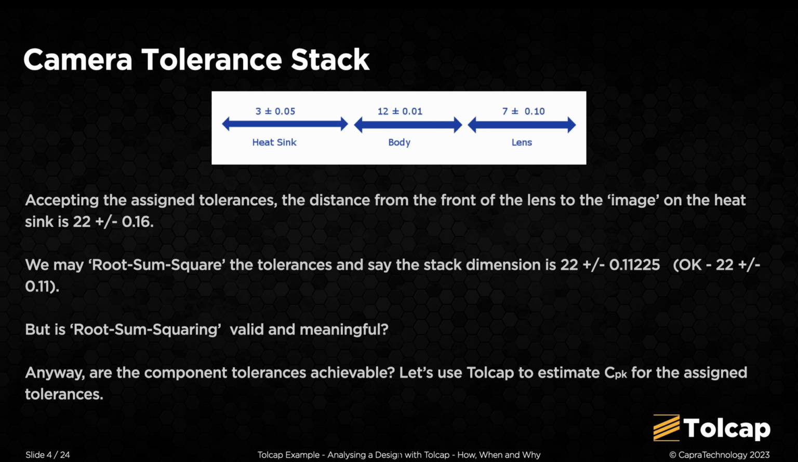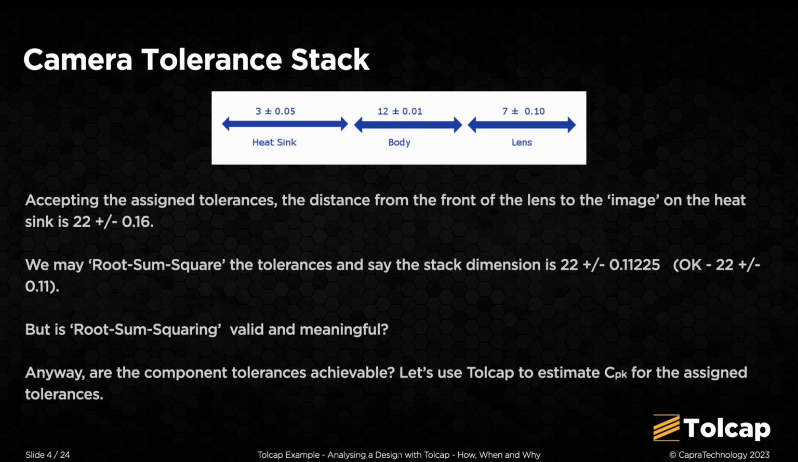Accepting the assigned tolerances, the distance from the front of the lens to the image on the heatsink is 22 plus or minus 0.16 mm worst case. We may root sum square the tolerances and say the stack dimension is 22 plus or minus 0.11225. Okay, 22 plus or minus 0.11. But is root sum squaring valid and meaningful? Anyway, the component tolerance is achievable.